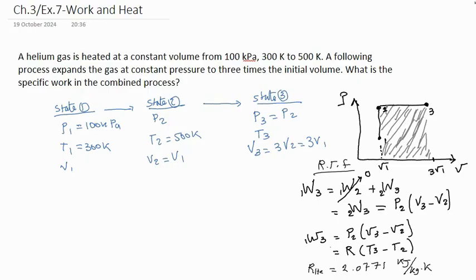So now we know that we need to find the specific work, and the specific work can be expressed as the work done between state 2 and 3, because the volume between 1 and 2 is constant. That's why the work between 1 and 2 is 0. So we have the R value. We have the temperature in state 2, which is 500 Kelvin. We need to find temperature in state number 3. Pause the video and think about it.